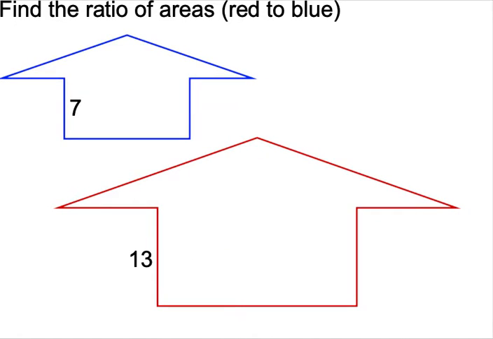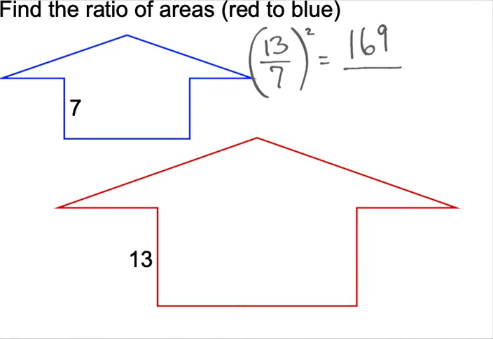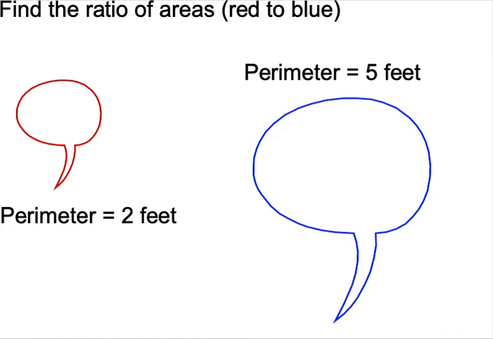Find the ratio of areas red to blue. First, the ratio of side lengths is 13 to 7. We need to square that ratio, and we get the ratio of areas 169 to 49. So the area of the red shape is 169/49 times the area of the blue shape, a little bit over 3 times as much.